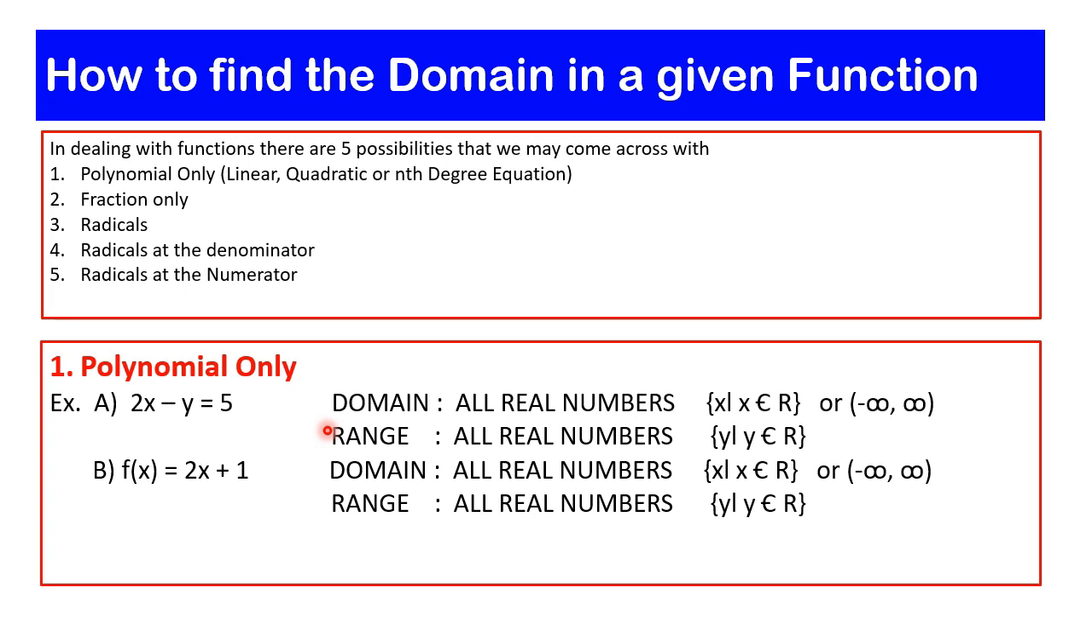Ang range naman po is all real numbers then, y such that the element of y is all real numbers. Okay? So letter B, f of x is equal to 2x plus 1. So paano naman daw po ito? O di ganun din daw po, dahil daw po siya ay polynomial, all real numbers po. At ang range, all real numbers din.